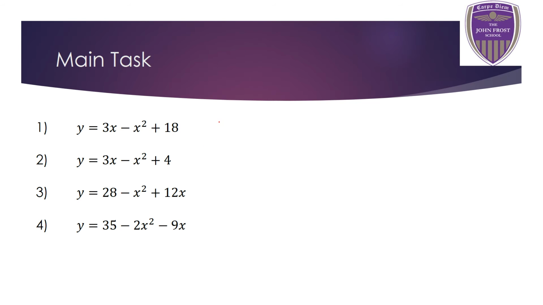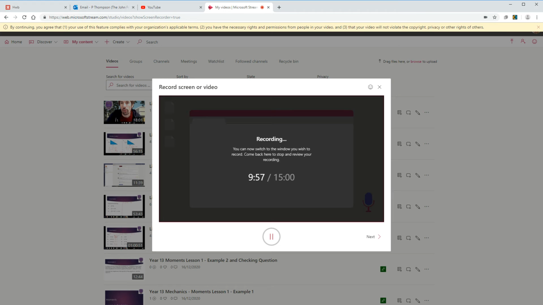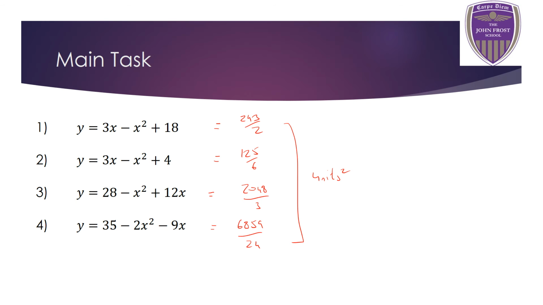Okay, welcome back. The answers are as follows. 243 over 2. Well, these are all units squared. 125 over 6. Question 3, I got 2048 over 3. And question 4, I turn my page over, is awful. 6,859 over 24. And obviously these are all in square units. I'll just do a quick time check. Yeah, we should be okay.